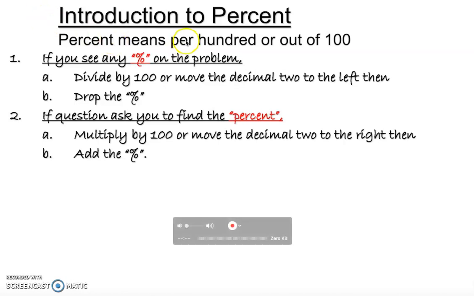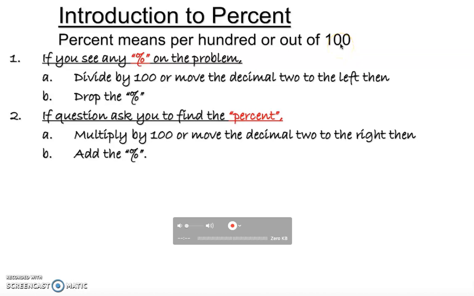Okay, so we have learned what is fraction, what is decimal. Now we're going to learn what is percentage. So let's recall a little bit fraction. Fraction we compare to 1 as a whole, and decimal also we compare 1 as a whole. But percentage we compare out of 100. That is the only difference.